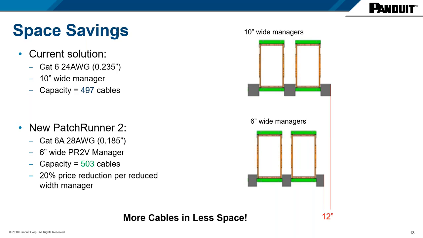So you're getting more cables in less space. Overall, in a 2-rack lineup here, you can see you would save 12 inches of floor space. And essentially, if you have a larger rack lineup, you're going to save more space. You're going to essentially save 4 inches per manager. Now, the added benefit here, too, is that you're going to save 20% of the price per manager because you're going down from a 10-inch to a 6-inch. So you're actually going to get more cables in less space for less money.